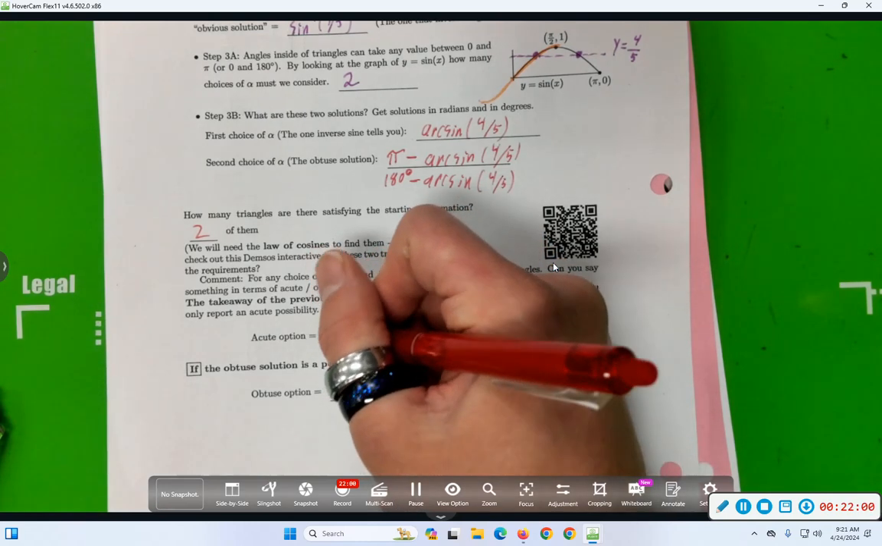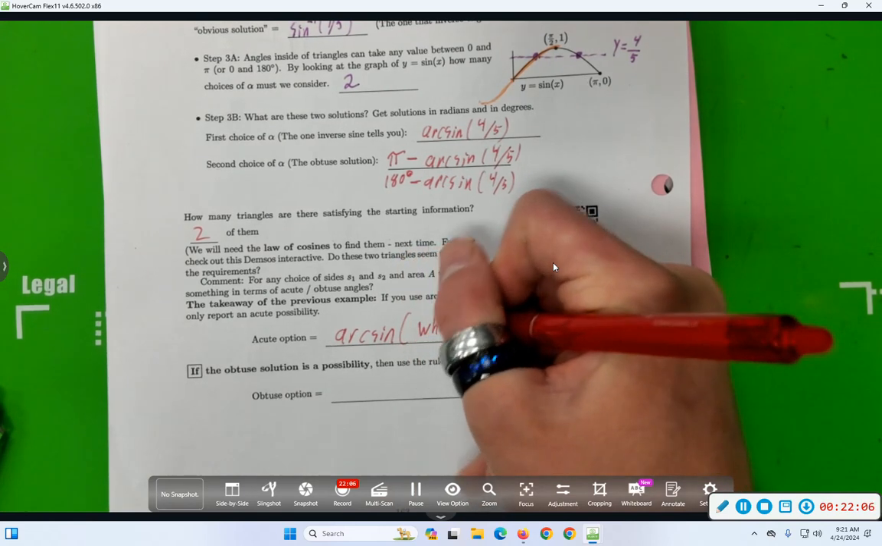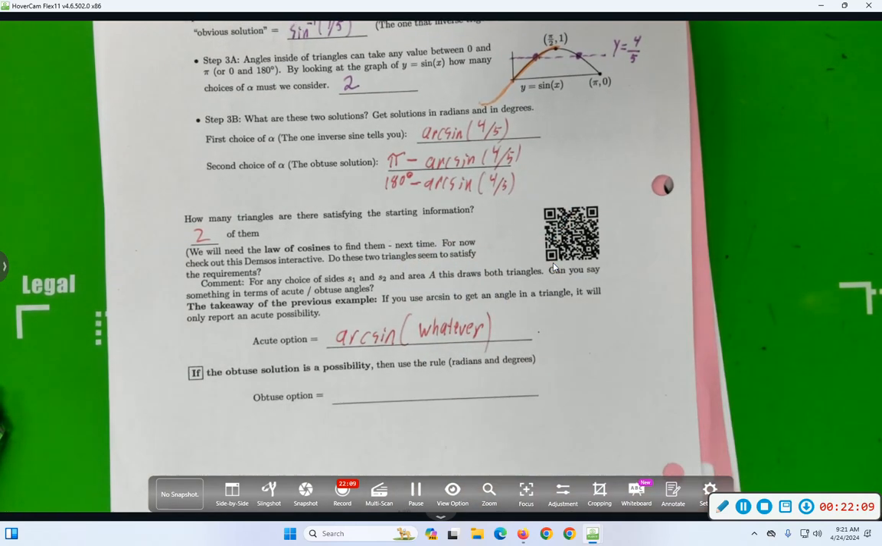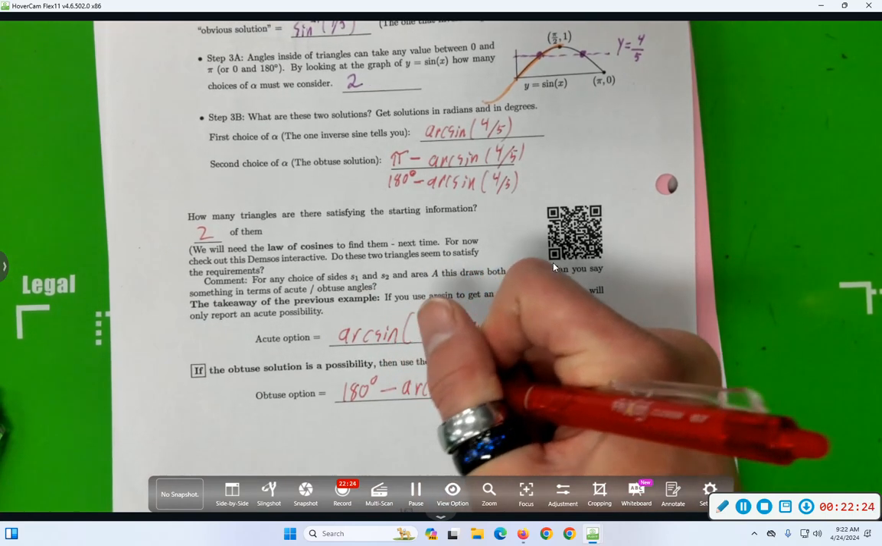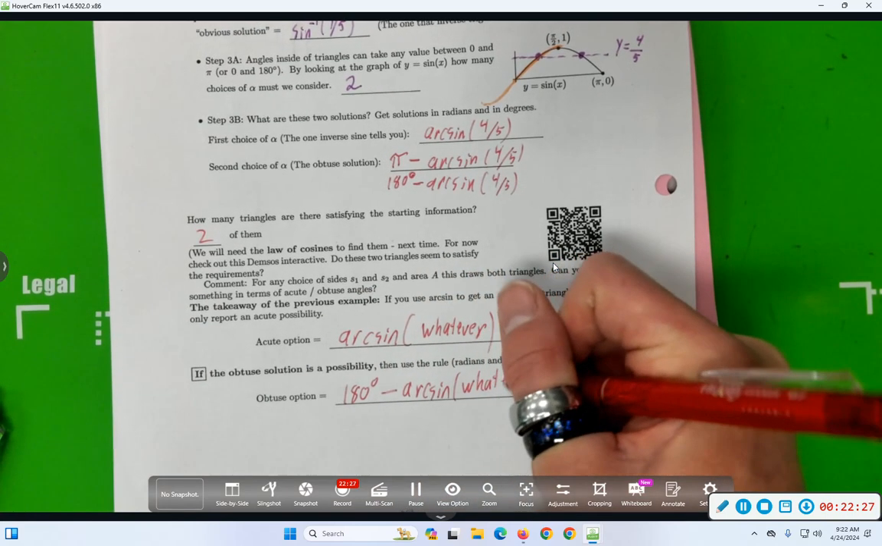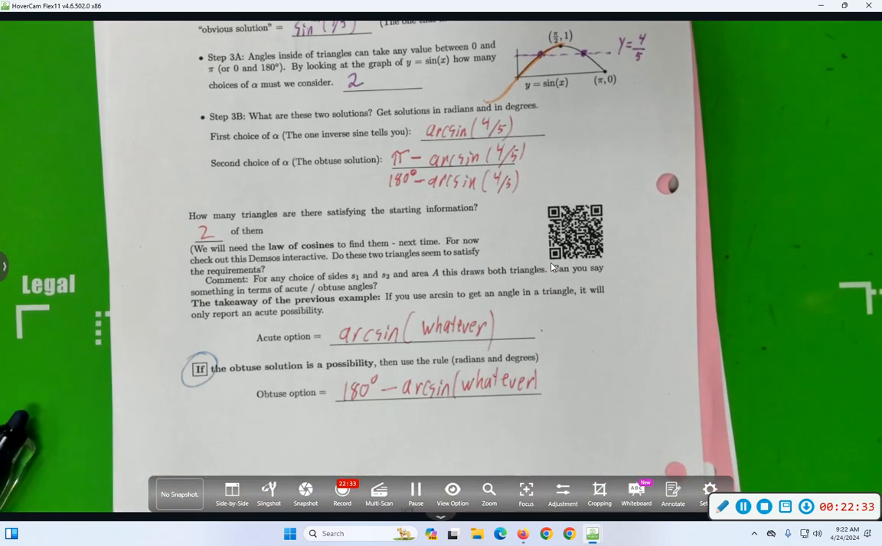There's the acute option. The acute option will be arc sine of whatever it is that sine of alpha was supposed to be. The other one is 180 degrees minus that. And there's this boxed if right here. Do you think if I give you absolutely every situation involving triangles, that obtuse angles will always make sense as options?